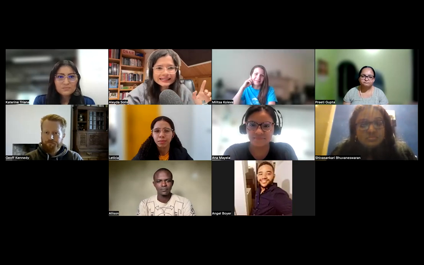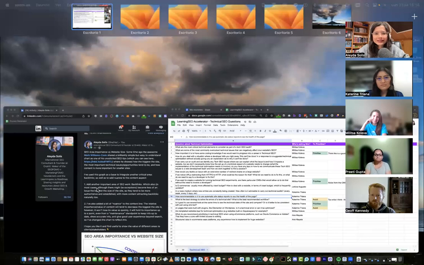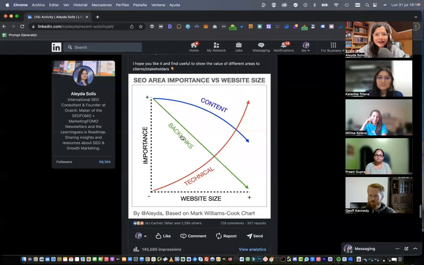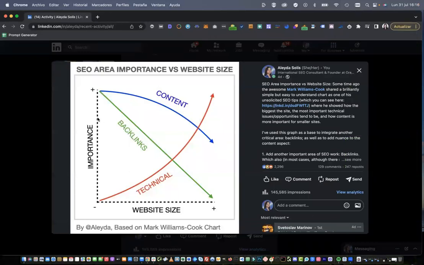And I actually coincidentally have a great, interesting graph that I shared. I don't know if you saw it yesterday, the SEO area of importance versus the website size. So you can see how technical becomes more important when the website size becomes much bigger, right? Then indeed, content tends to decrease a little bit, not necessarily a lot.